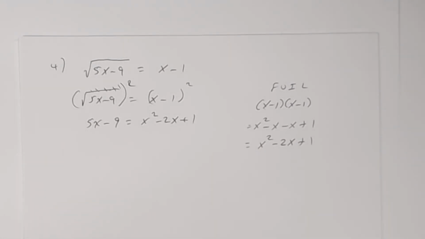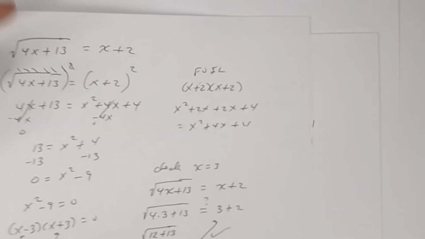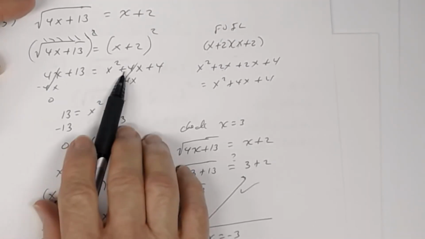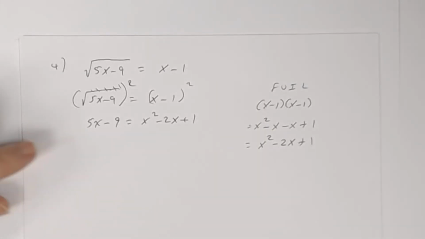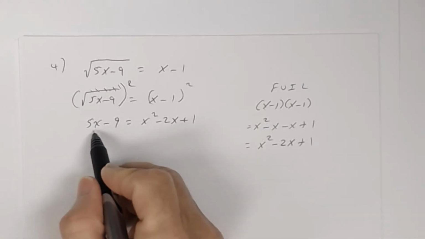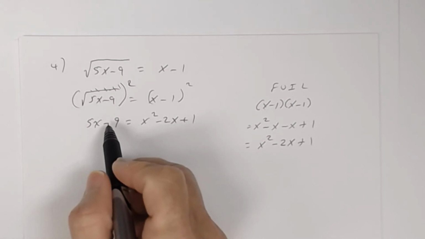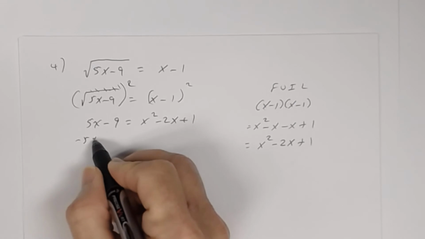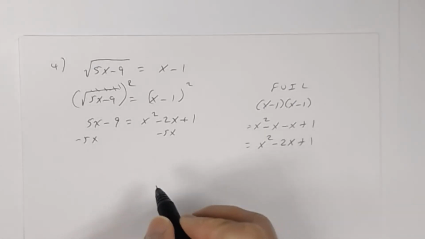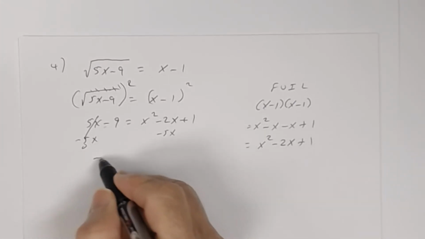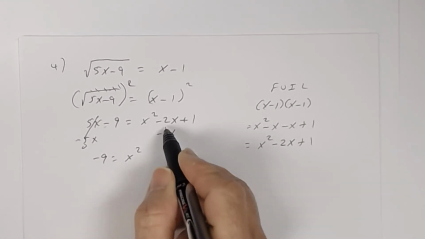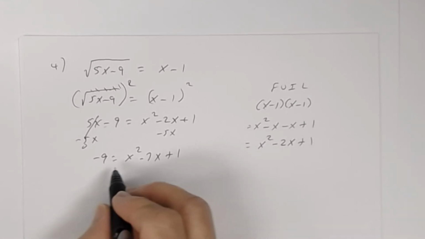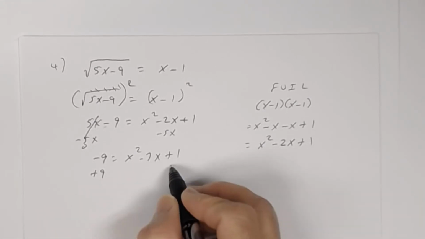And just like the previous problem, when we got to this point right here, we went ahead and brought both of these terms to the other side. So basically, you're going to subtract 5x from both sides, and you're going to add 9 to both sides. So let's go ahead and do the steps. So you're going to get 5x minus 5x from both sides. This is 0, so you get negative 9 equal x squared. A negative 2x and a negative 5x is a negative 7x, and then plus 1. And then finally, you're going to add 9 to both sides.